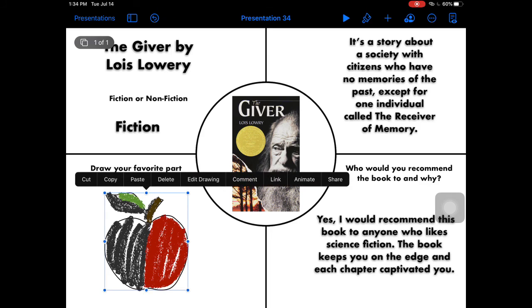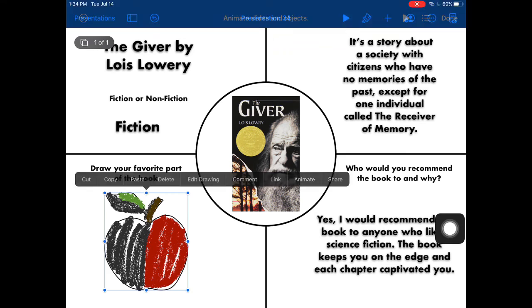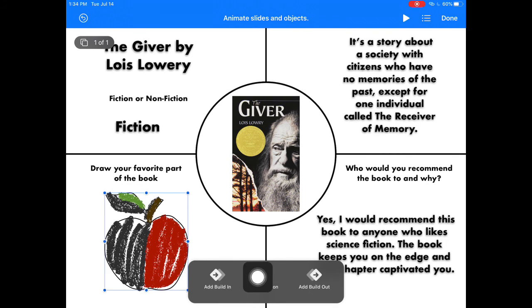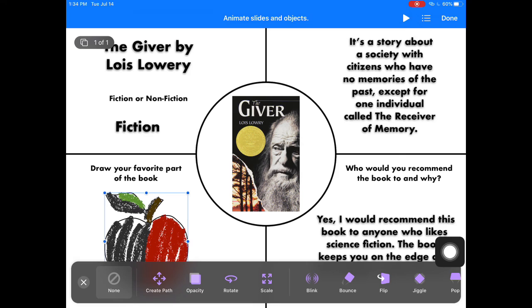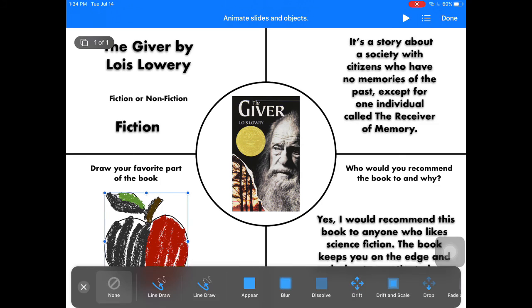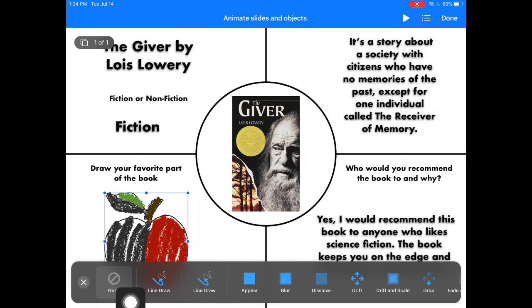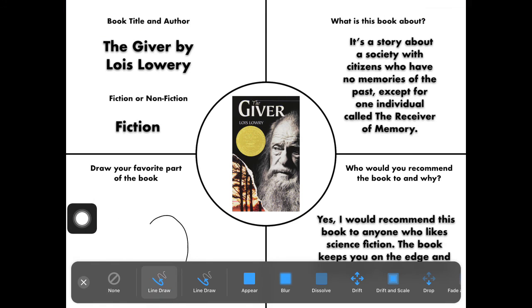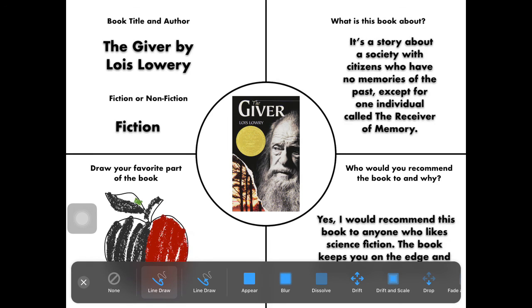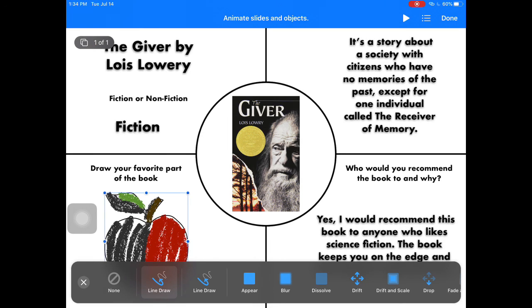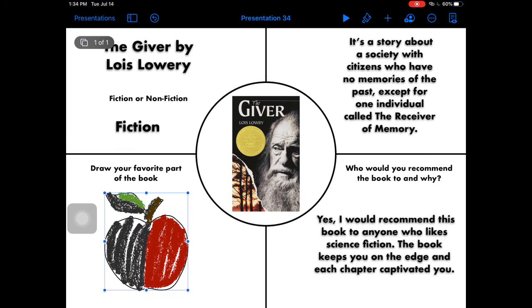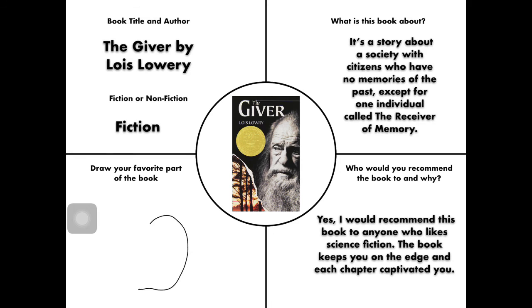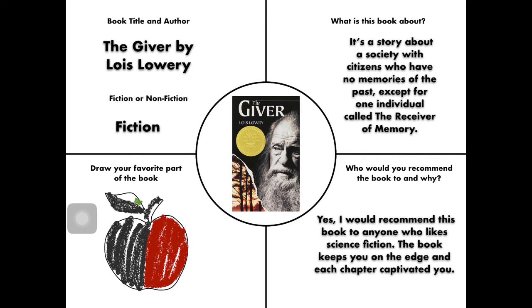So if I tap on this image and I go to animate right over here, I'm going to add an action. Actually, not an action, sorry. I'm going to add a built-in. And that built-in is called line draw. So if I click on line draw, now see what happens. You can see the process of me drawing that. Isn't that cool? I think that's cool to see. So I'm going to add that. And if I were to play my presentation, that's what you could see.